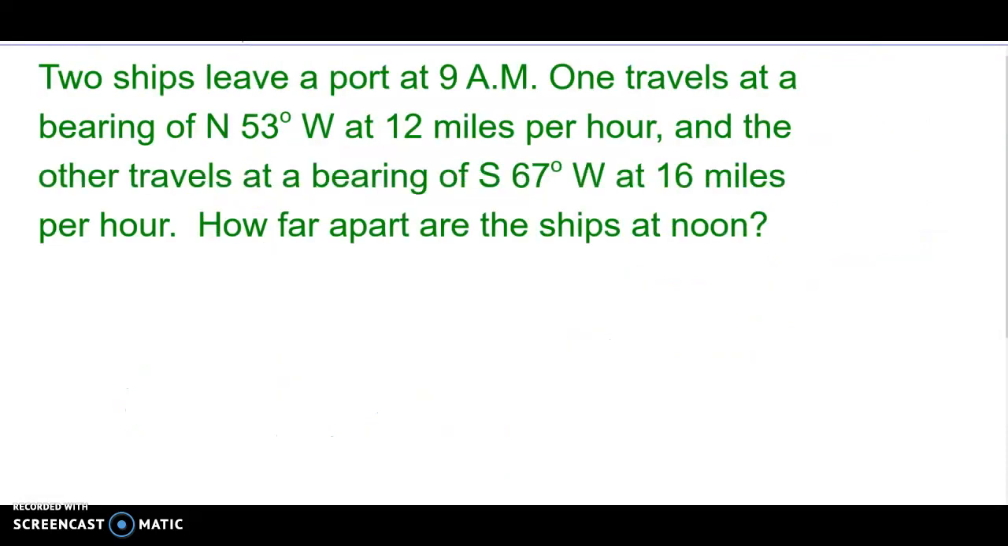Let's try another. So it says 2 ships leave a port at 9 a.m. One travels at a bearing of north 53 degrees west at 12 miles per hour, and the other one travels at a bearing of south 57 degrees west at 60 miles per hour. So notice that I have a rate and I have a time. Okay, how far apart are the ships at noon?